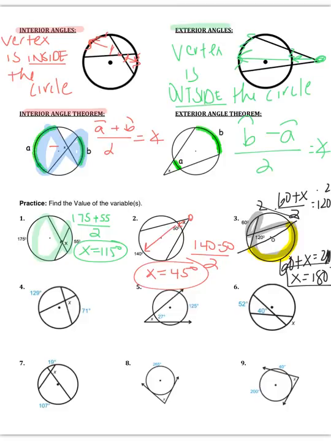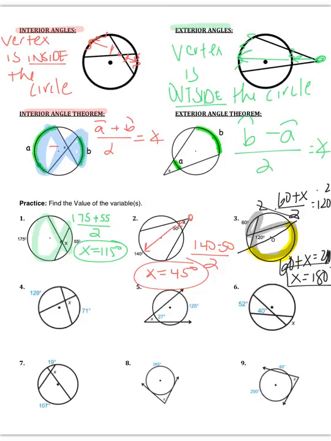Okie dokie, so I want you to try these last 6 problems on your own. When you finish these problems, I want you to unpause this video, and you can either fast forward to the end, just check your answers, or you can have me go through all of them with you together. It's whatever you need to be successful for an interior and exterior angle.